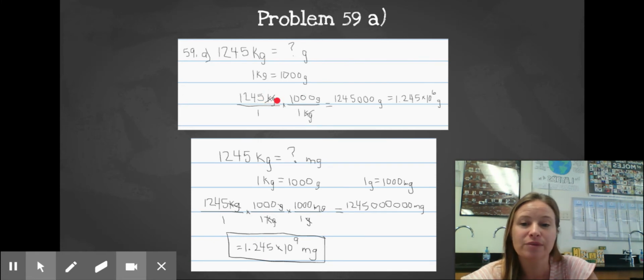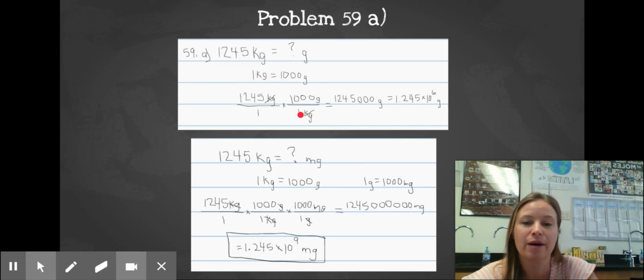So kilograms were given, up here. This is my given number, and these are my given units. So these kilograms are going to go on the bottom here. And the ones that I was asked for, the unknown, are grams. So grams go on the top right here. Okay, and then I plug in the numbers from my equality.